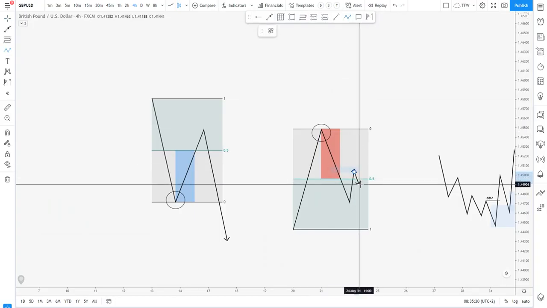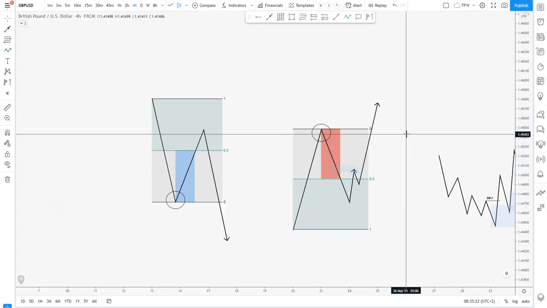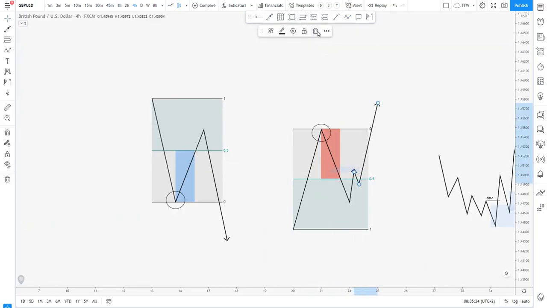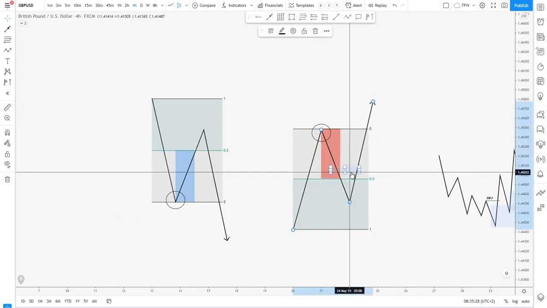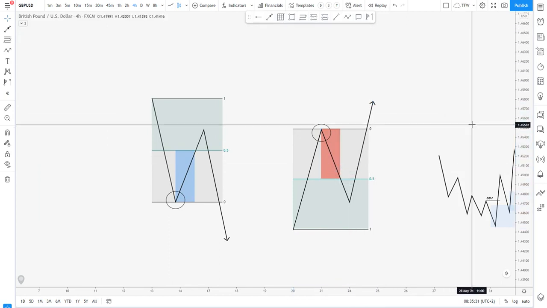And maybe you're going to have a little reaction where you can take a little pullback trade, but at the end of the day, it's going to carry on to the upside. And that is a mistake that I did this week. I did not focus on this, and I'm going to show you some examples as well.